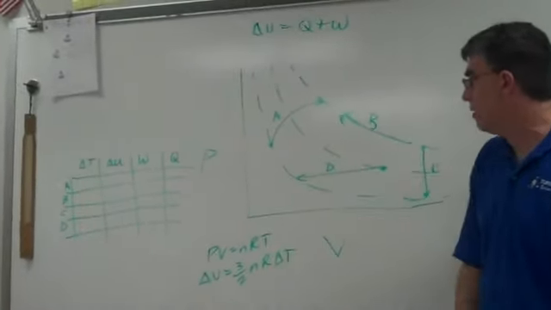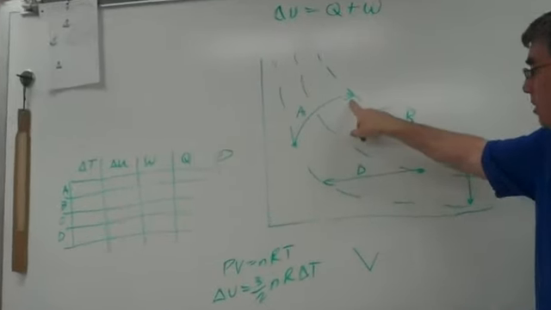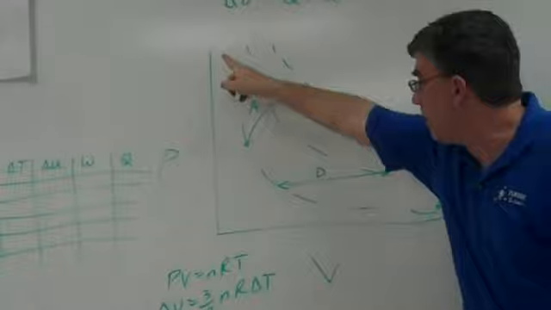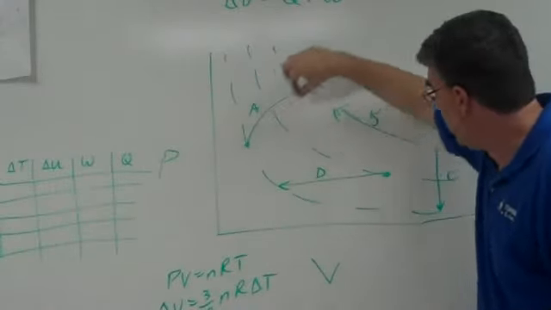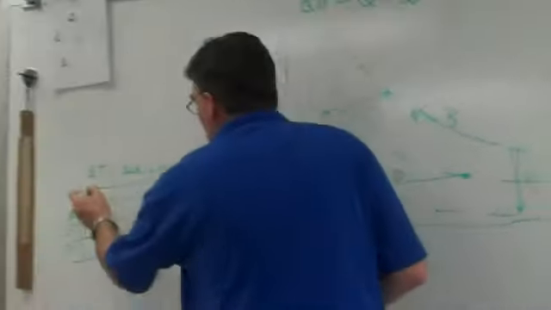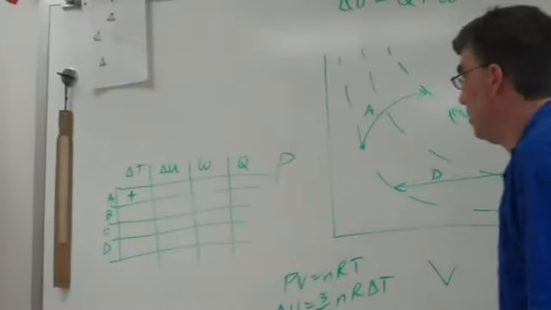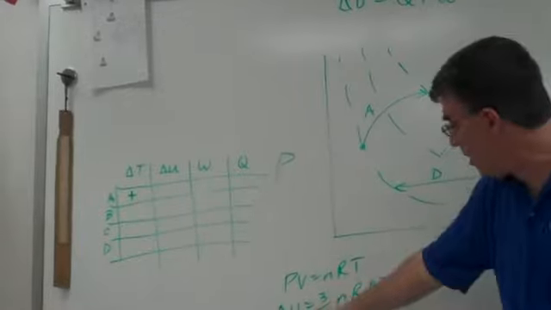Let's look at the situation and figure it out for each of these examples. Let's start with A. I'm starting on this isotherm, and I'm going to this isotherm. This dashed line is all the same temperature. So I'm going from here to here. What's happening to my temperature? It's increasing. So delta T is positive, and if delta T is positive, that means delta U is positive.